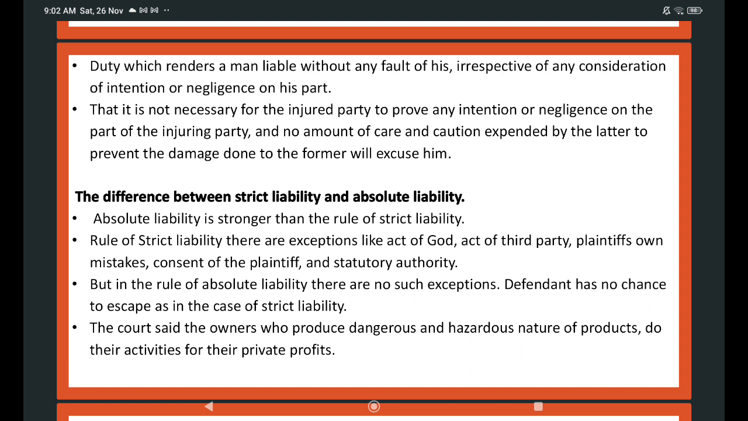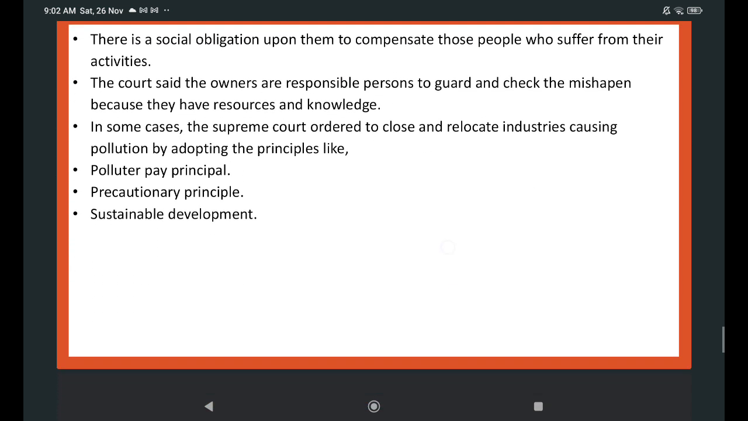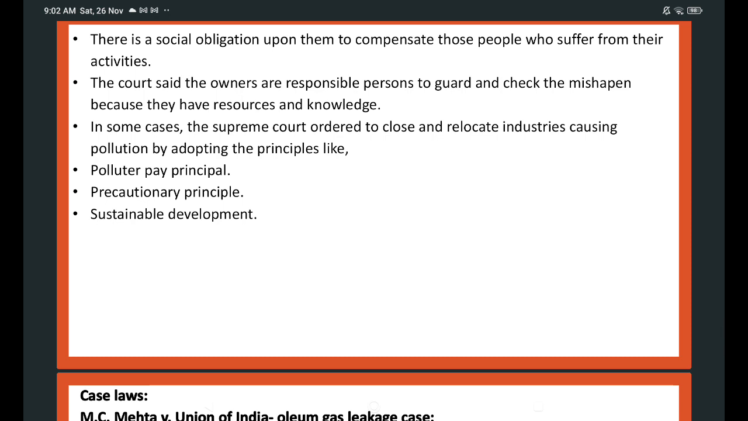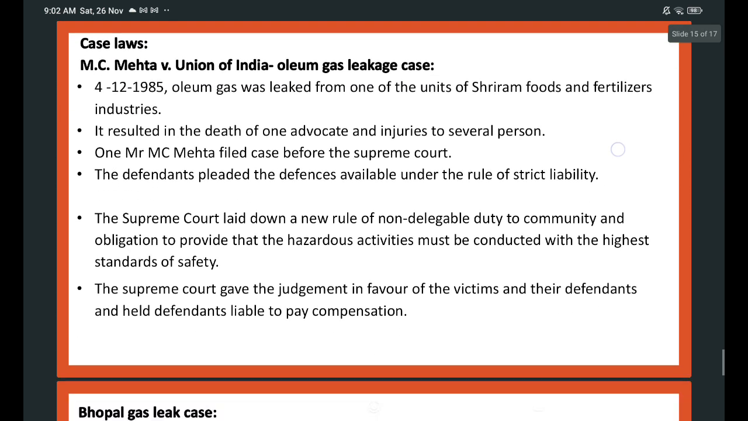The court said the owners who produce products of a dangerous and hazardous nature do their activities for private profit. There is a social obligation upon them to compensate those people who suffer from their activities. The court said owners are responsible persons to guard against and check mishappenings because they have resources and knowledge. In some cases, the Supreme Court ordered industries causing pollution to close and relocate, adopting principles like the polluter pays principle, the precautionary principle, and sustainable development. Now we will go to case laws.